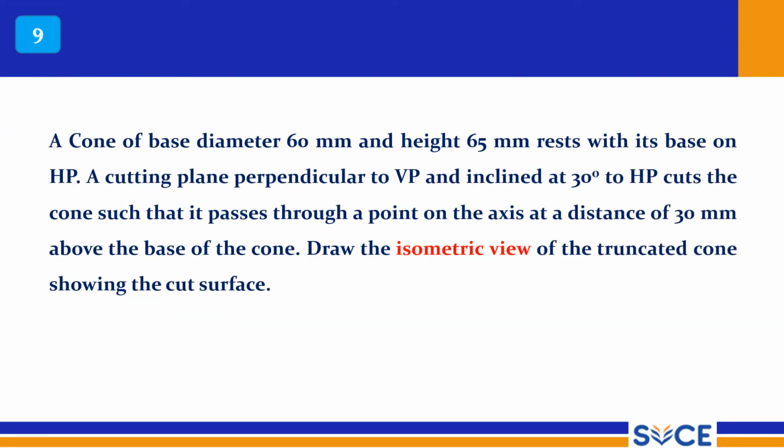Question number 9: a cone of base diameter 60 mm and height 65 mm rests with its base on HP. A cutting plane perpendicular to VP and inclined at 30 degrees to HP cuts the cone such that it passes through a point on the axis at a distance of 30 mm above the base of the cone. So it is also a truncated cone you are obtaining here, right? A truncated cone. Draw the isometric view of the truncated cone showing the cut surface.